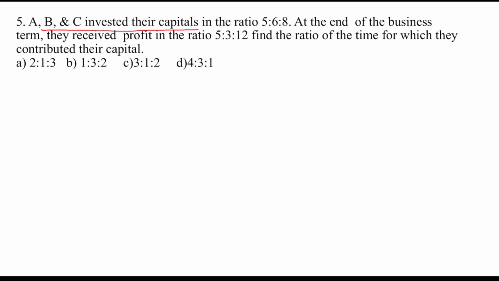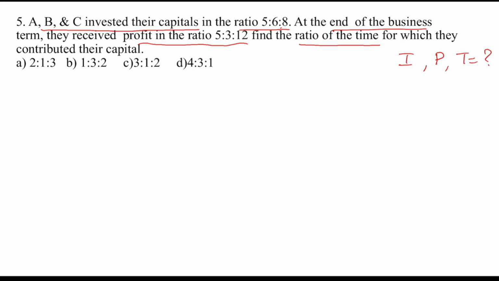A, B and C invested their capitals in the ratio 5:6:8. Okay. Investment ratio they have given as 5:6:8. And at the end of the business, they received profit. They have given profit ratio, that is 5:3:12. Now find the ratio of the time they are saying. They have given investment ratio, they have given profit ratio, and they are asking how much the time ratio is.